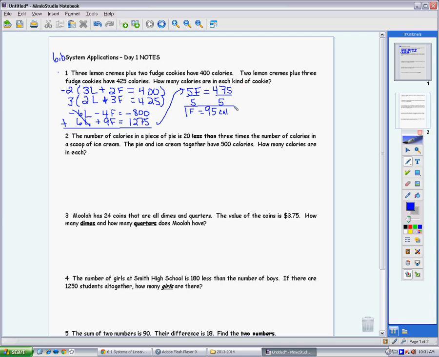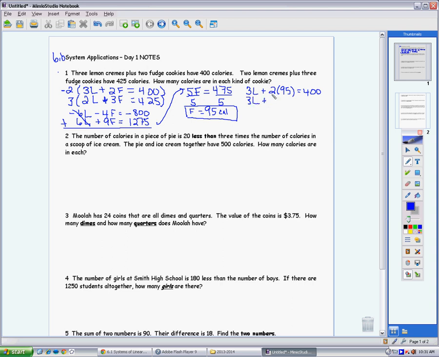Okay, well the question asks how many calories are in each kind of cookie. So I've already found my fudge cookies. Now I need to go back and find my lemons. Doesn't matter which equation you use. I'm going to use the first one. So I'm going to have 3 lemons plus 2, and I know my fudge cookies are now 95 calories. Equals 400, and then I just solve for L.